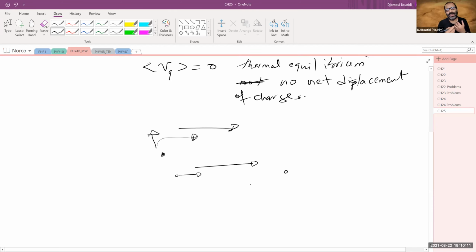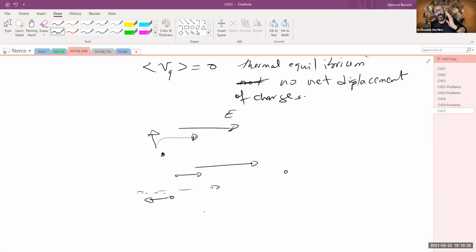So that is basically what's going on. If I apply an electric field now, even the charge that was moving in the opposite direction to the electric field is going to slow down and then start moving in the opposite direction. So there is now a net effect of the electric field to cause the charges to move in one direction versus another. You guys understand? And that is the direction of the current. Does this make sense?